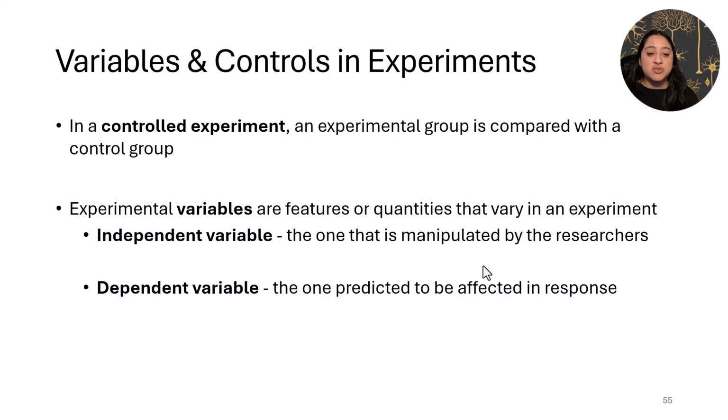And so the experimental variables are things that you can change in an experiment or will change as a result of what you change. So experimental variables are features or quantities that can vary in an experiment. The independent variable is the thing that you change. It's the one that is manipulated by the researchers. And then the dependent variable is the one predicted to be affected in response. So it's the thing that changes after you change something.